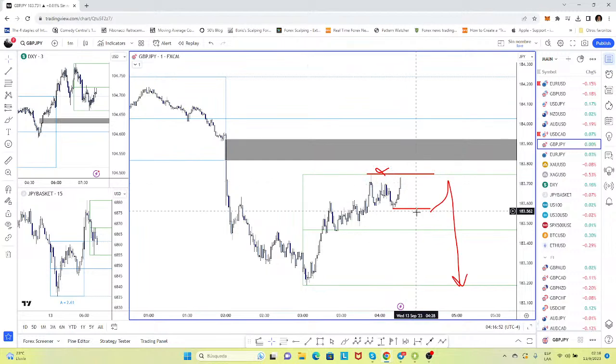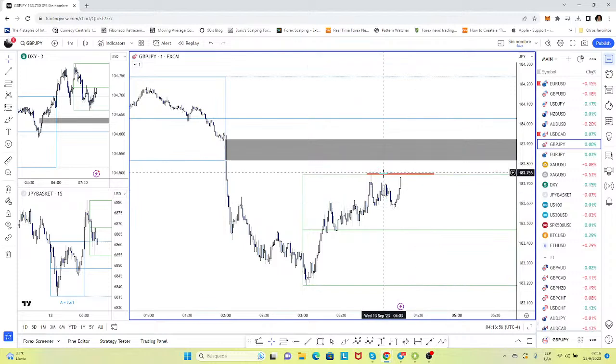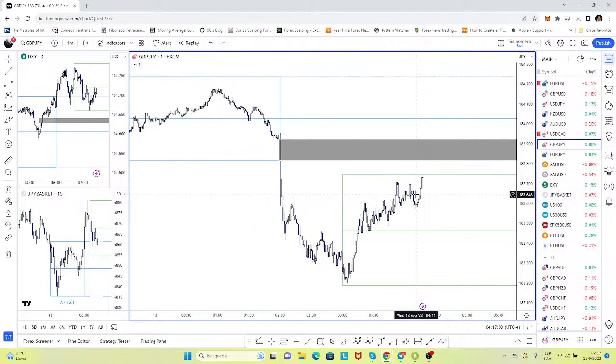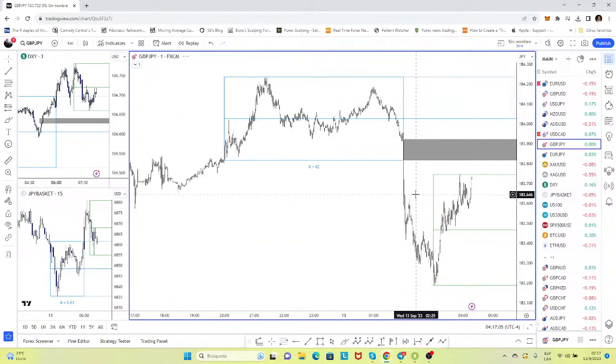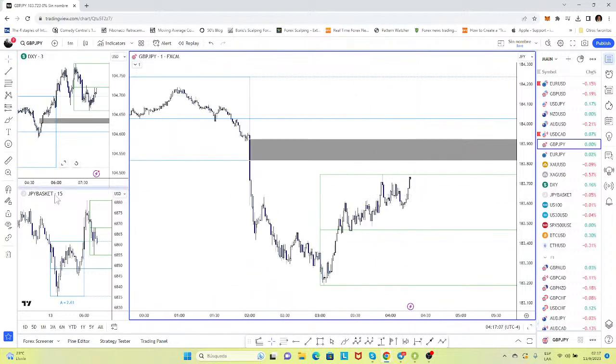Yeah, it's a very good thought process, basically what we do here, but on the 1 minute chart. But again, I really don't like it.